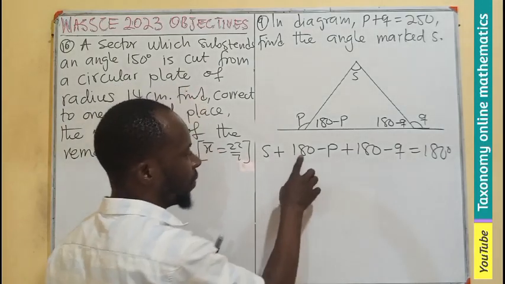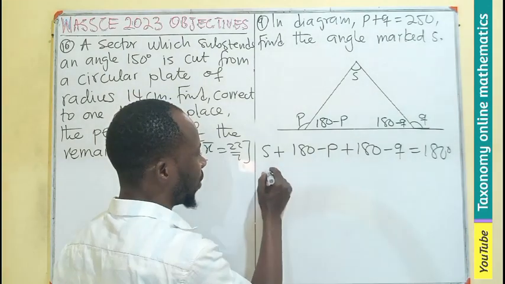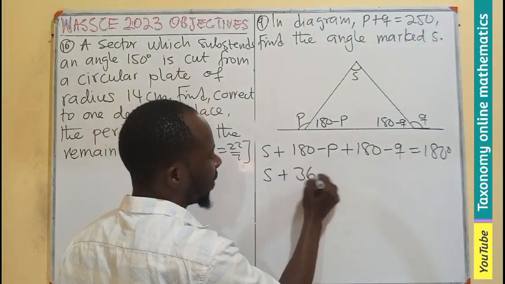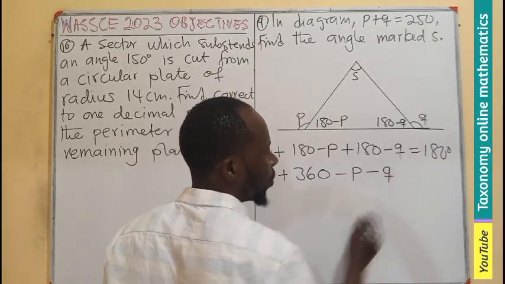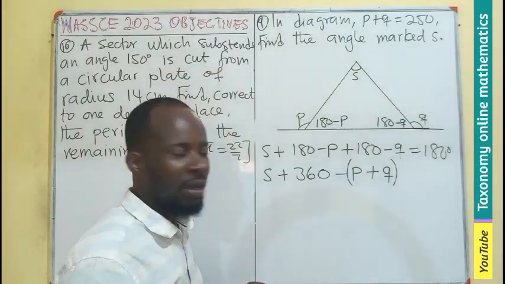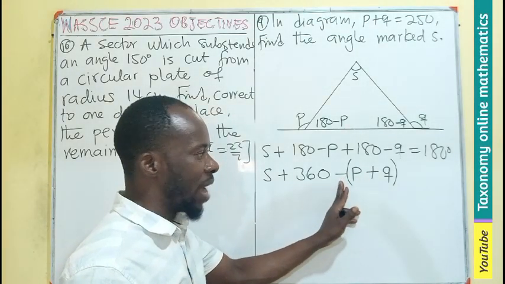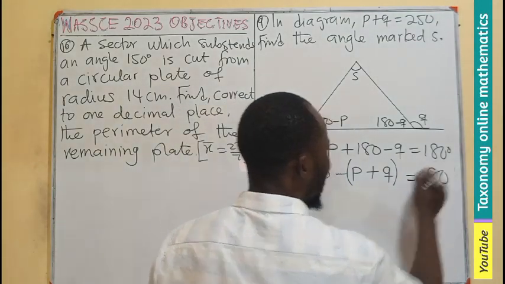All right, I believe 180 plus 180 will give us 360. So S plus 360 minus P minus Q. But if I introduce a bracket, this will cancel to give a positive. So that this, if you open the bracket, you get back your negative, all equals to 180.